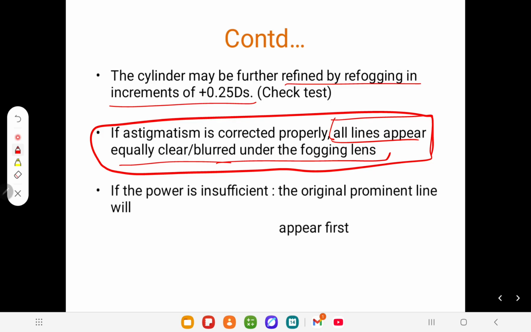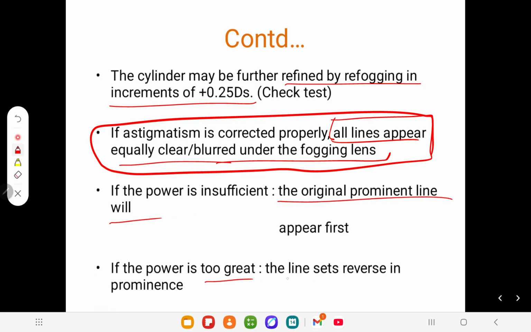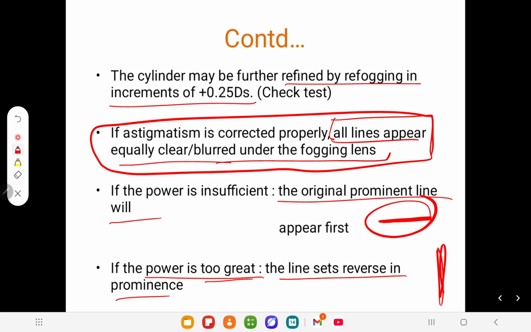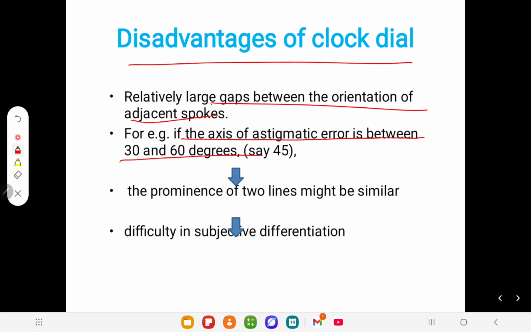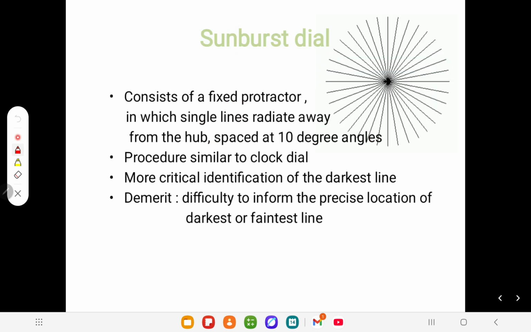If power is insufficient, the original prominent line will appear first. If power is too great, the lines reverse their prominence. First, if undercorrected, the horizontal line is clear and remains like that. But if you put too much cylinder, then the vertical lines become clear and the horizontal becomes fuzzy. It reverses, basically. So what is the disadvantage of the clock dial? A relatively large gap in orientation adjustment, because it's a 30-degree gap. If the axis of astigmatism error is between 30 and 60, the prominence of the two lines might be similar, and the subjective difference is quite difficult to judge.